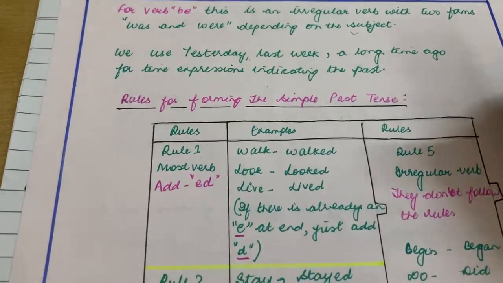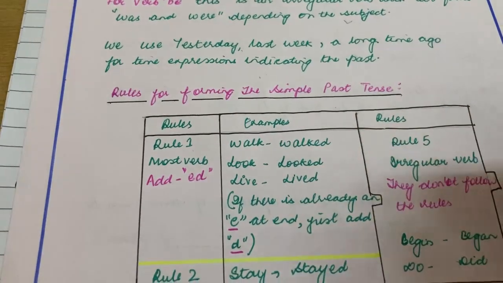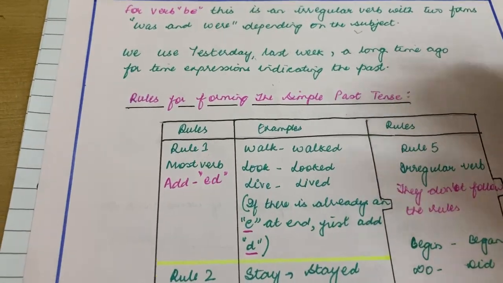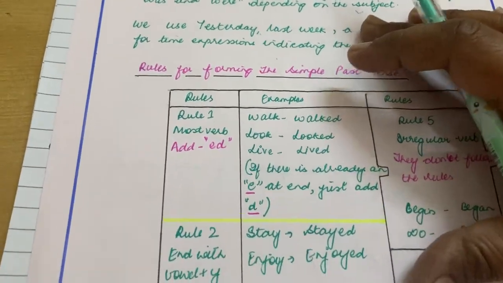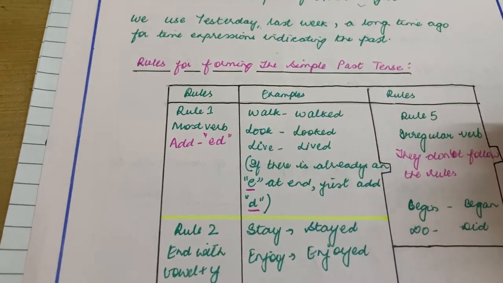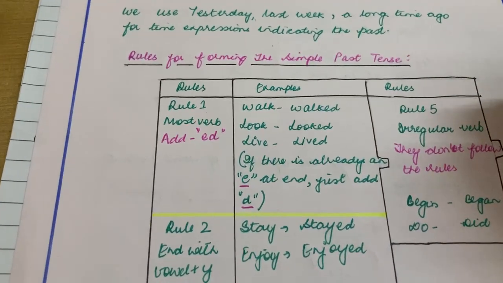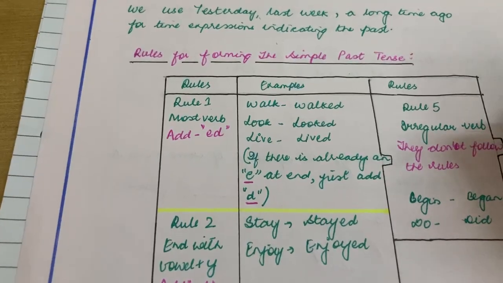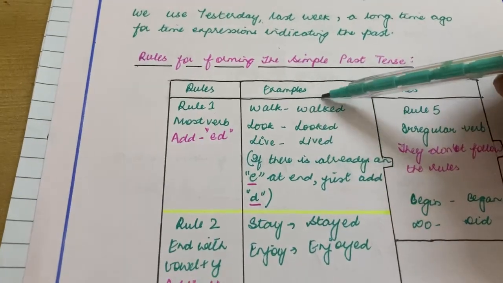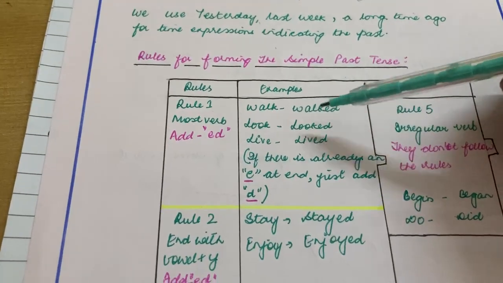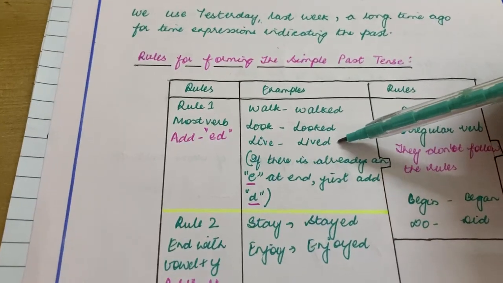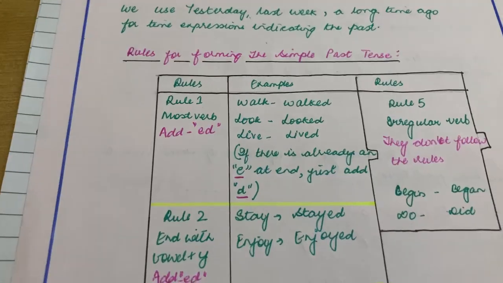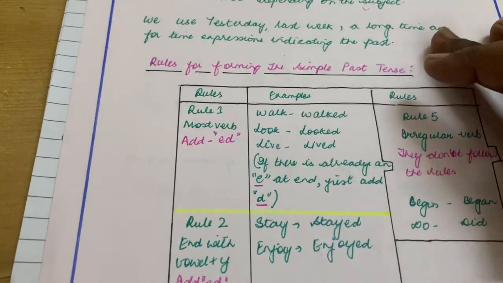We will just have a look at those. I have covered them while explaining the concept, but anything in a table format is always very good. So rule 1 is, for most of the verbs, as I told, we add ed at the end of the word. So walk, walked, look, looked, live, lived. As I told, if there is already an e at the end, we will just add d to it.